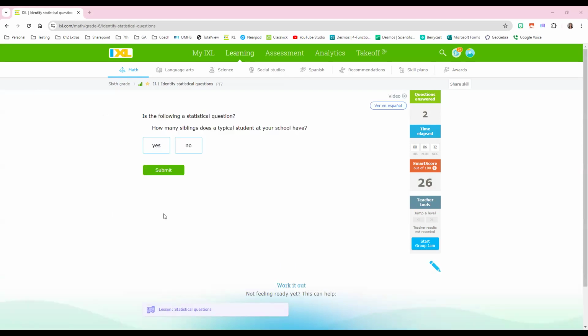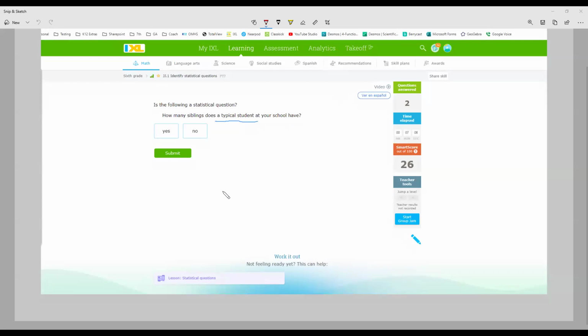All right, how about this one? How many siblings does a typical student at your school have? What do you think? Yes or no? If we break this down, it says we want to know how many siblings a typical student has. Because we are looking at a typical student, we're not asking one specific student. We're going to want to get a variety of answers, and probably in the end it's going to ask us to get the average. Because we would be asking several students and they would have varying answers as to how many siblings they have, this would be a yes. Yes, it is a statistical question.